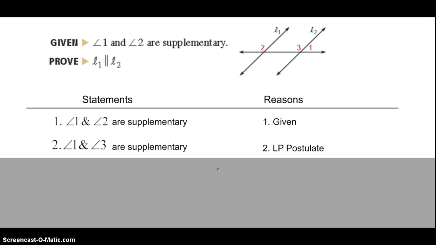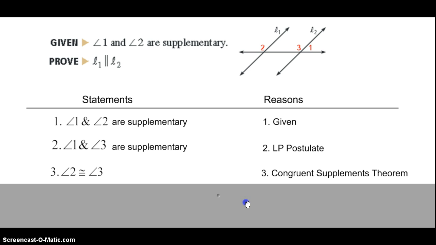So we actually have that angle 2 and angle 3 are congruent if we look at our 2 previous statements, because they're supplements to the same angle. So that would be the congruent supplements theorem. Angle 2 is congruent to angle 3 by the congruent supplements theorem. Meaning, if 2 angles are supplementary to the same angle or equal angles, but in this case the same angle, then they are congruent to each other.